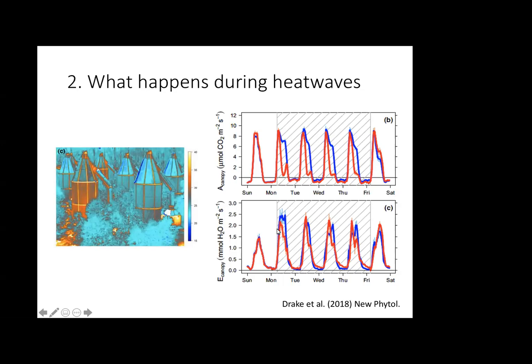And so our theory about this is that it is one of the key mechanisms that the trees use to keep their leaves cool during heat waves. And that's not something that's built into the optimal stomatal models, but seems to be an important feature of the way that trees work during heat waves.